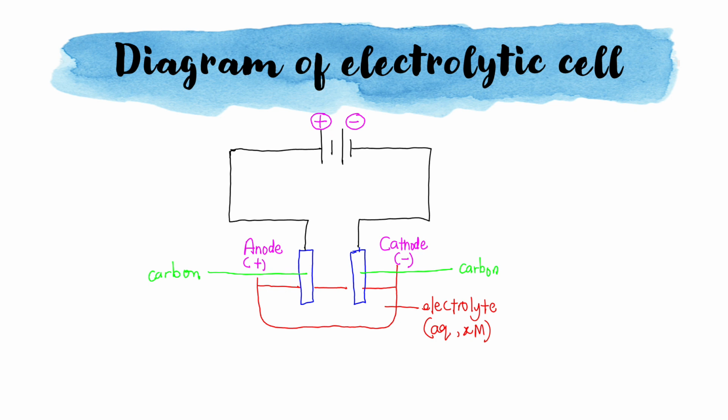Next, the container. Both anode and cathode are immersed in the same container with the same electrolyte. Label the aqueous phase and also the concentration if it is given in the question.